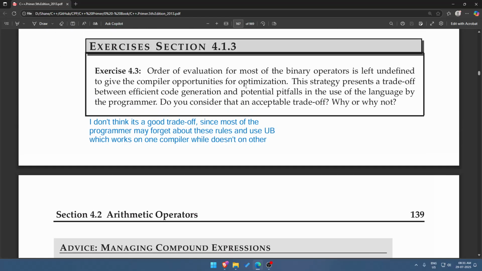Order of evaluation for most of the binary operators is left undefined to give the compiler opportunities for optimization. This strategy presents a trade-off between efficient code generation and potential pitfalls in the use of the language by the programmer. Do you consider that acceptable? I don't think it's a good trade-off since most programmers may forget about these rules and use different behavior, which works in one compiler while it doesn't on another.